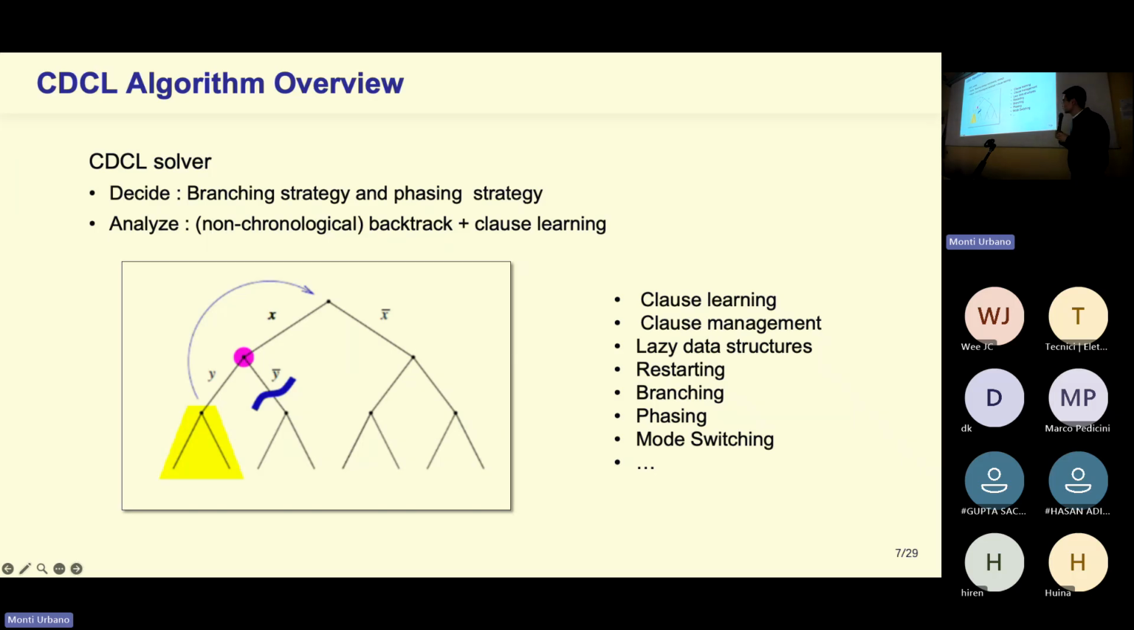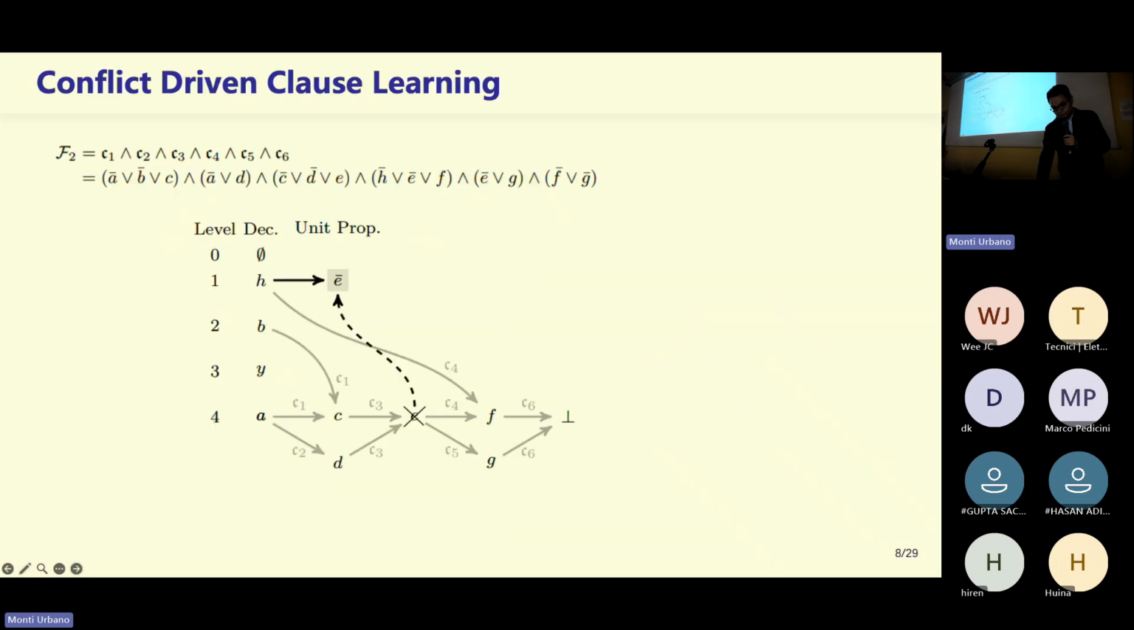And this clause learning and backjump is the key idea in CDCL solvers. And of course, we have other interesting ideas like clause management, data structures and restarting. But the key idea is conflict-driven clause learning. And actually, the algorithm is named after this idea. So I'm now trying to give a brief introduction to this key idea.